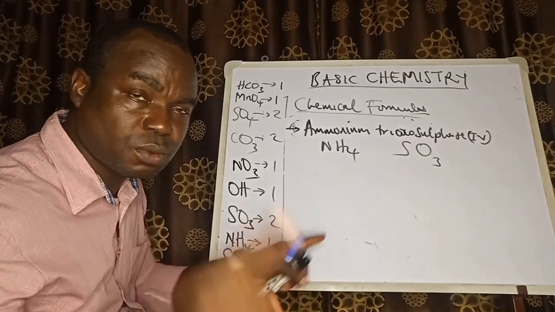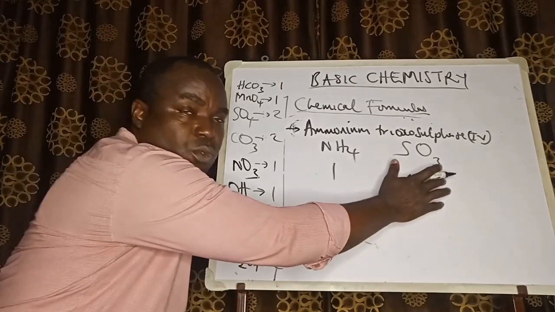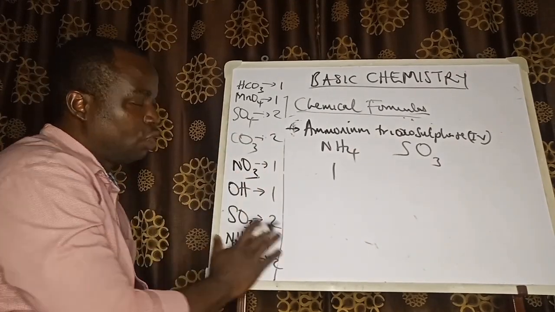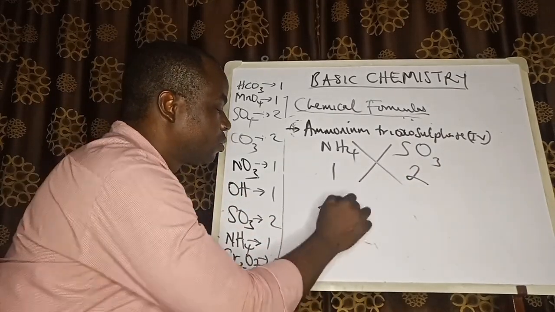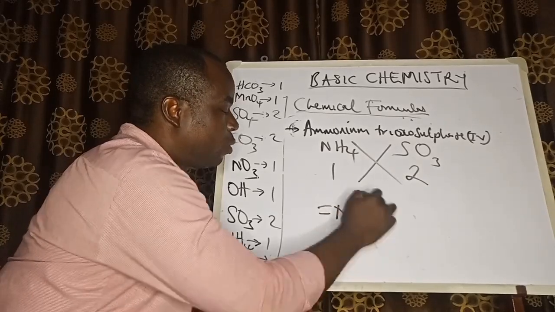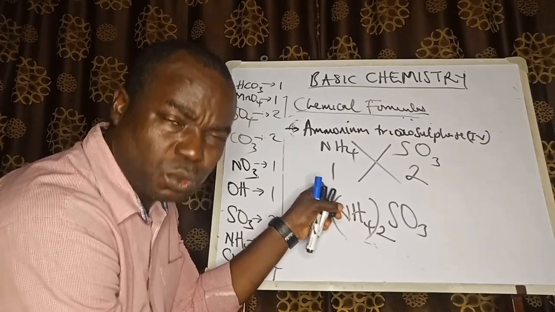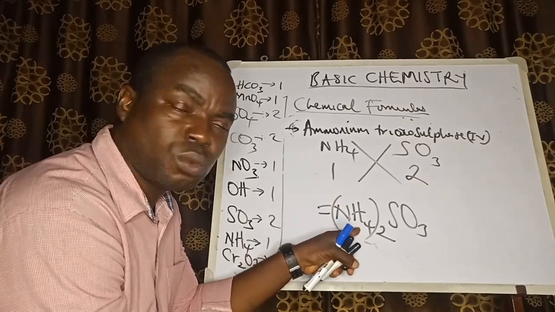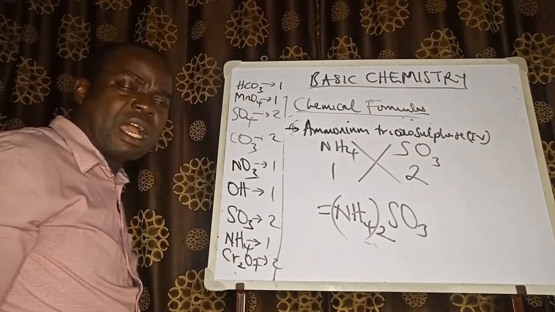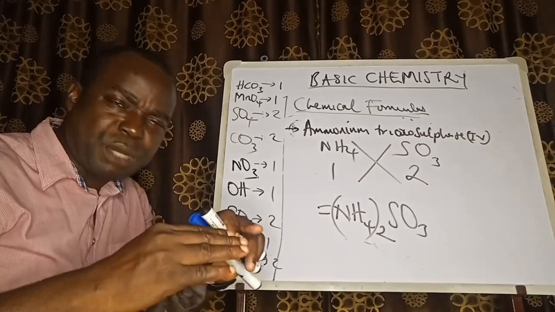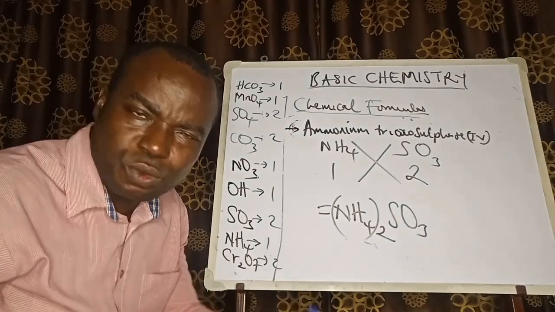Valency of ammonium is what? 1. Valency of SO3 is 2. Switch it over. What do we have now? NH4 to SO3. Now you don't need to put this one. So it's (NH4)2 SO3. Okay? Now, I believe that with what I've explained, if I give you any compound to write down the chemical formula, you can do that.